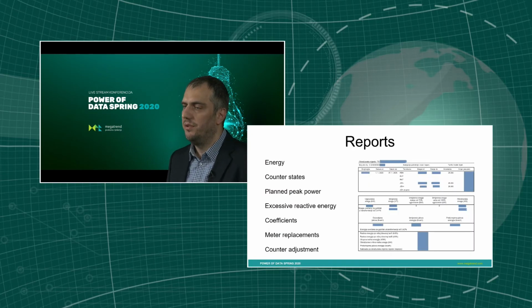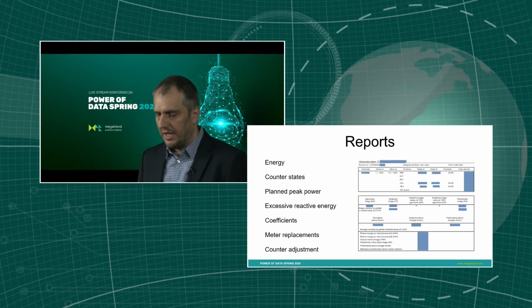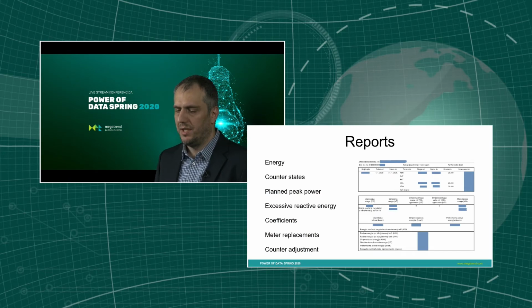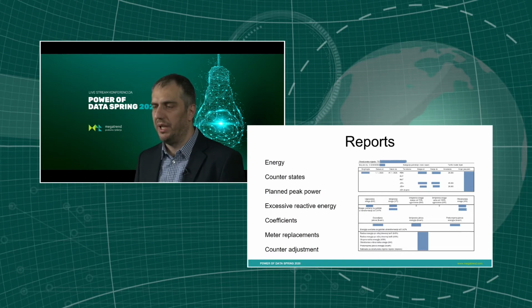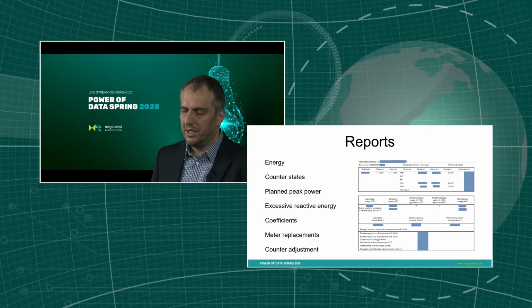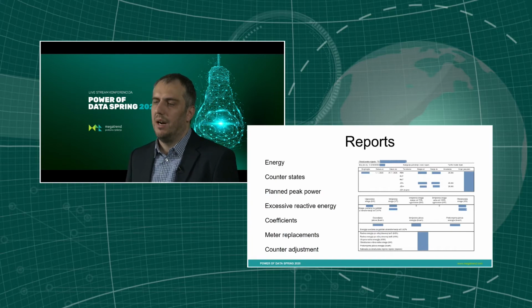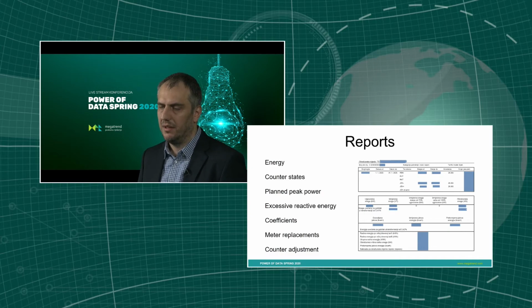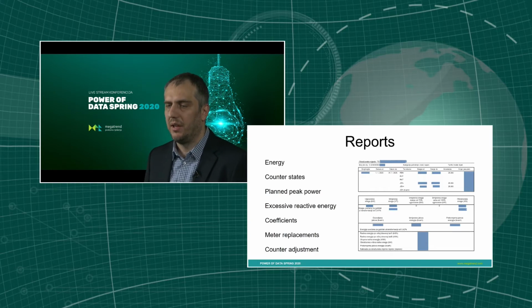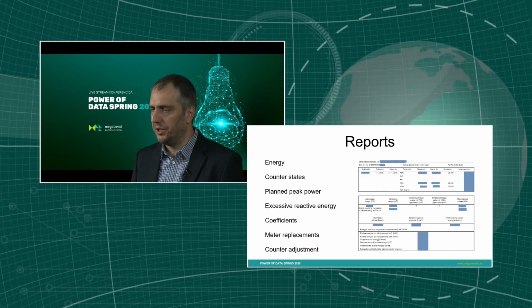In this picture, you can see an example of the report that is used as an attachment to the invoice and contains a detailed specification of all values that are taken into calculation for billing. Those values can be the active or reactive energy, the counter states, planned peak period, or some complex calculation like excessive reactive energy.